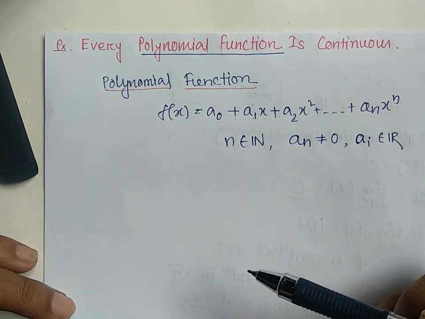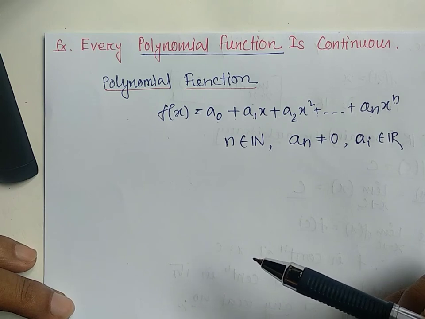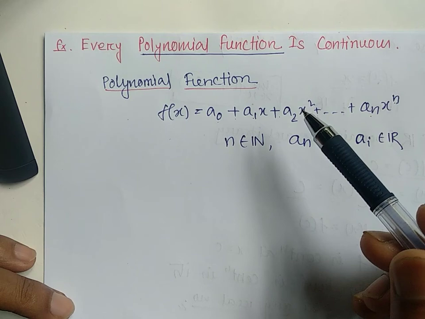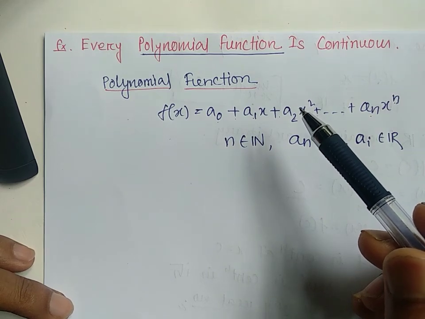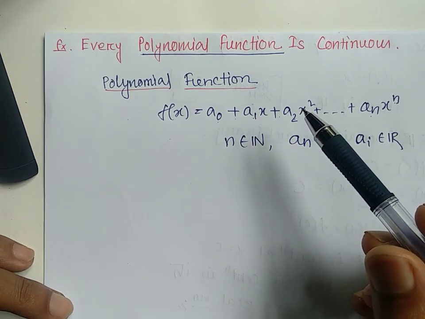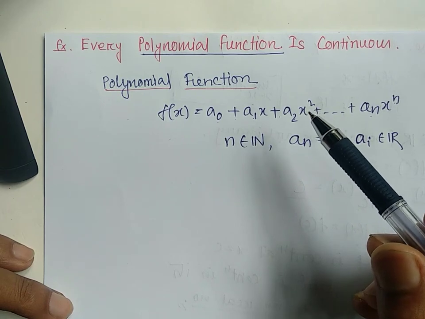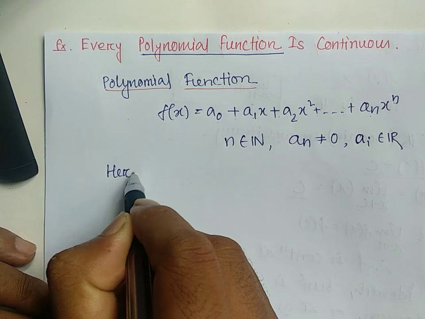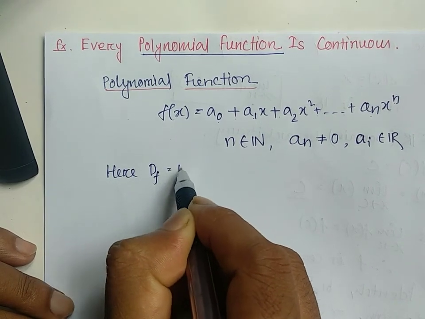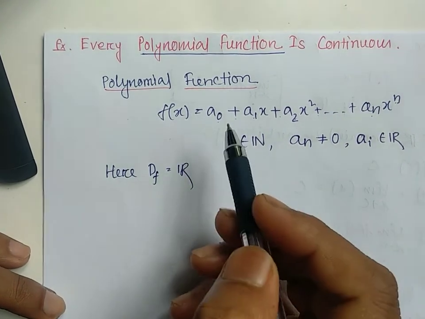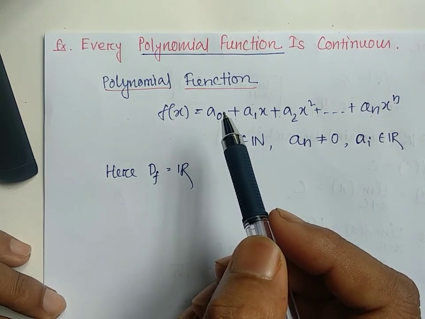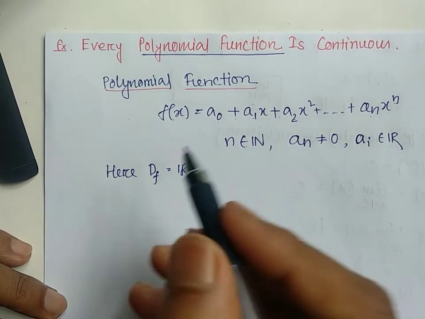It is known to us that whenever we have to discuss the continuity of a function, points should be mentioned. But here it is not mentioned at which point you have to discuss the continuity. Then what will be the procedure? We will try to consider one element from its domain. So here, the domain of the function is real numbers. It is known to us. The domain of a polynomial function is always real numbers. Remember, the domain of a polynomial function is the set of real numbers.